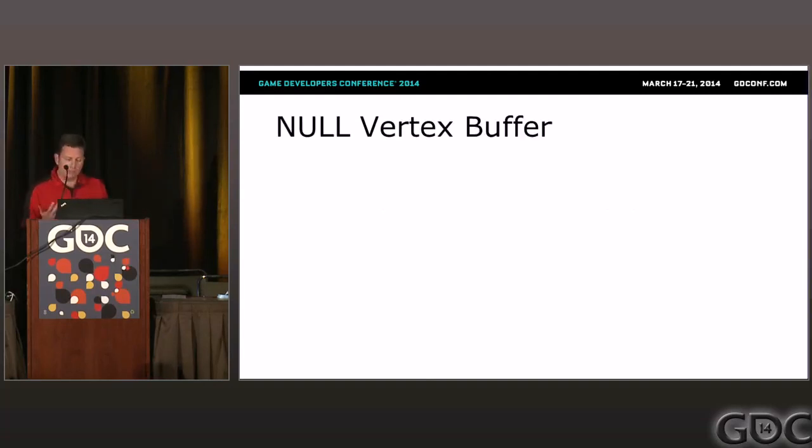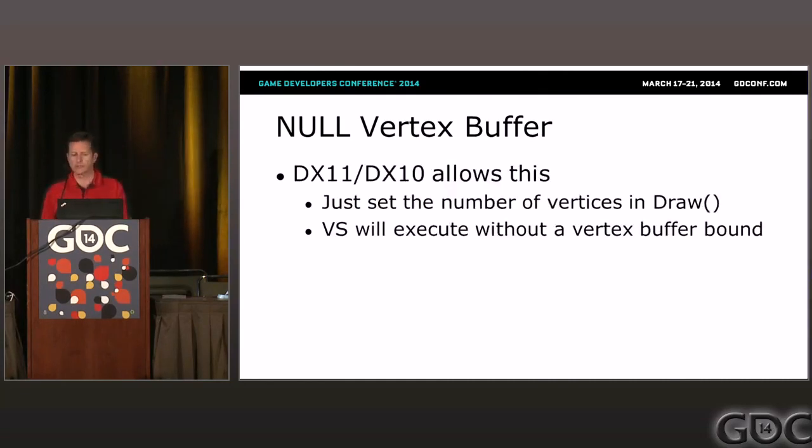And as I mentioned, null vertex buffers are a way to tell the vertex shader that you just want to create the vertex data yourself. All you do is set the number of vertices in the draw command, and the vertex shader will execute fine without a vertex buffer.